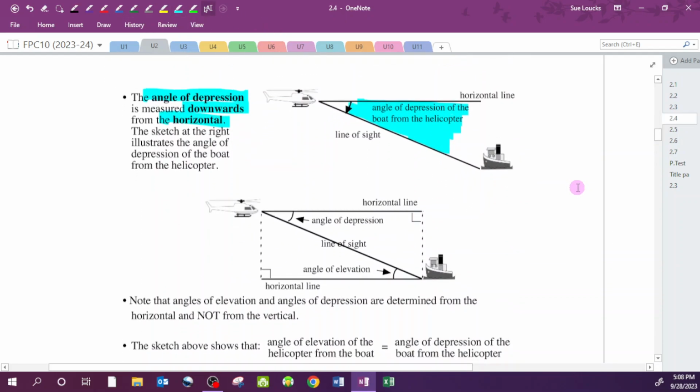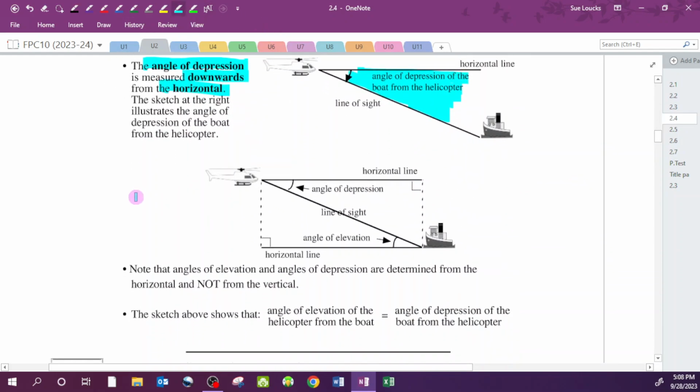Now, note that this piece is so important. Angles of elevation and angles of depression are determined from the horizontal. They're not from the vertical. That's really important. You're always starting off with the horizontal and then looking down or looking up.